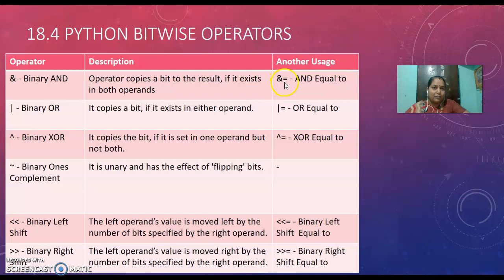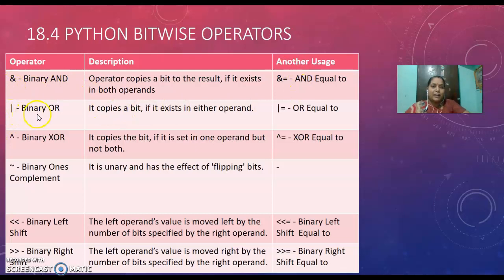So AND equal to, the another usage is AND equal to, in the sense the left hand side and the right hand side values are both ANDed and the result is assigned to the left hand side variable. This is one more usage of AND operator.